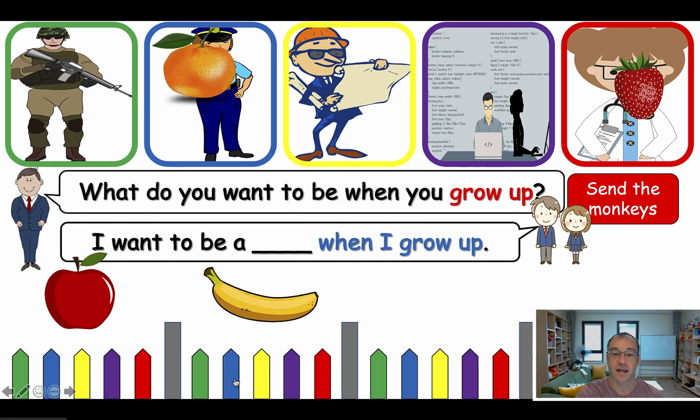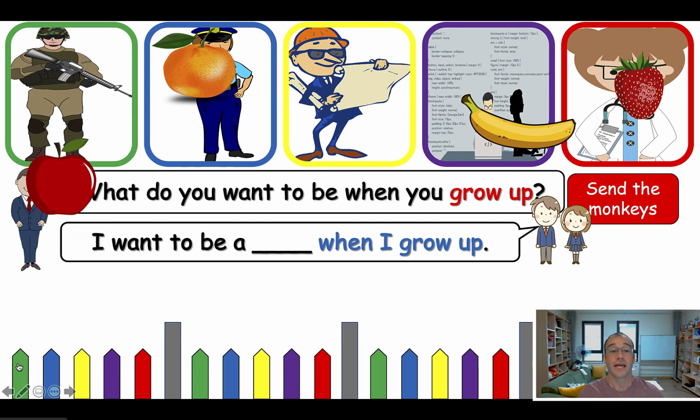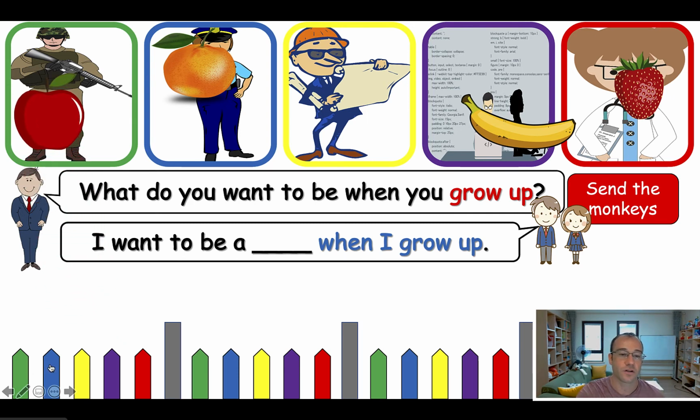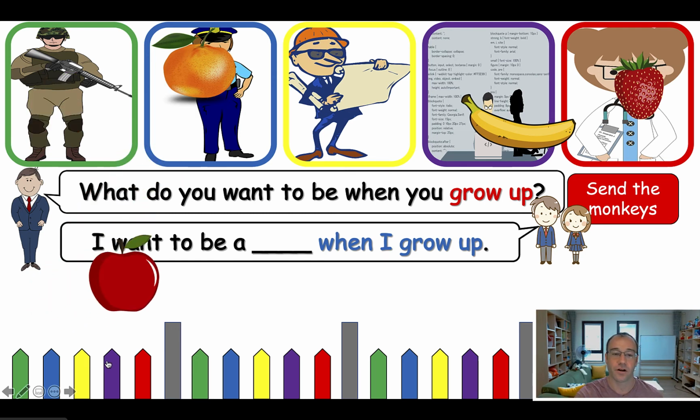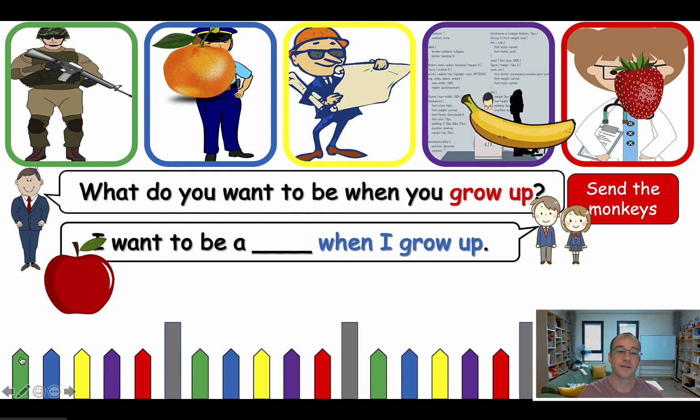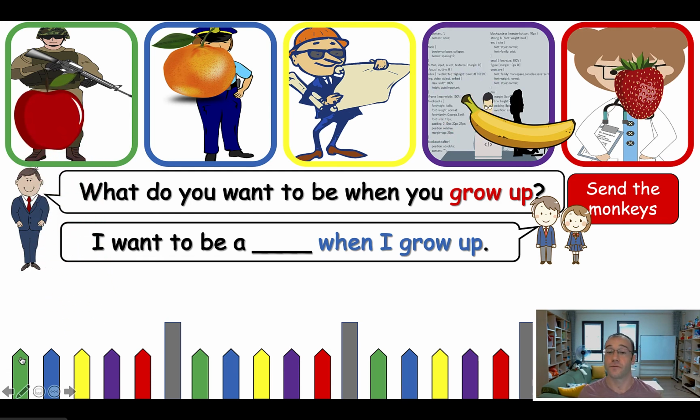And the next team, the banana team, says that he wants to be a programmer, and this student wants to be a soldier. Now, if they want to be the same thing, it's fine. Like if this student also wants to be the police officer, that's fine, or a programmer, it doesn't matter. You can change it, okay? But in this case, I'm going to say that they're the soldier.